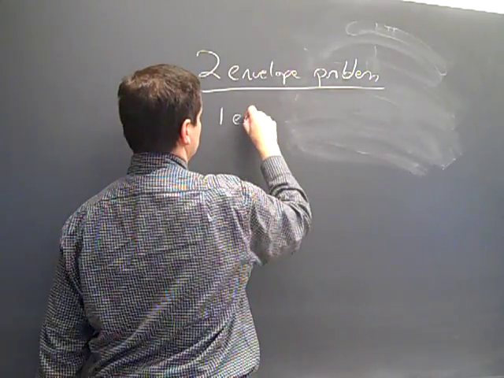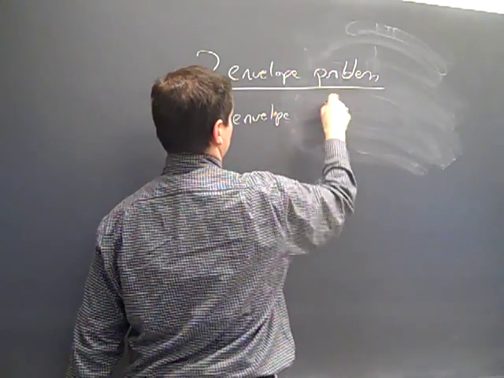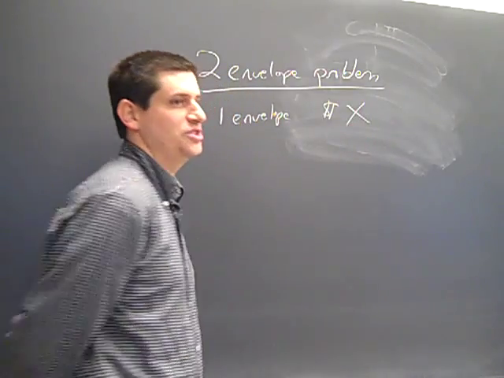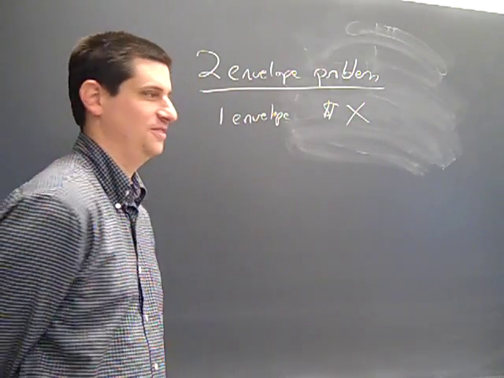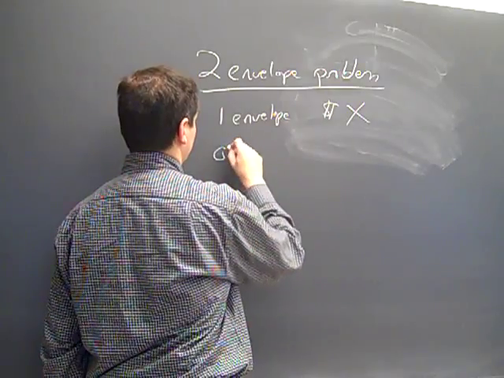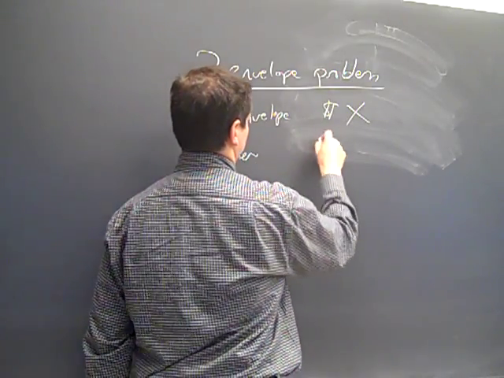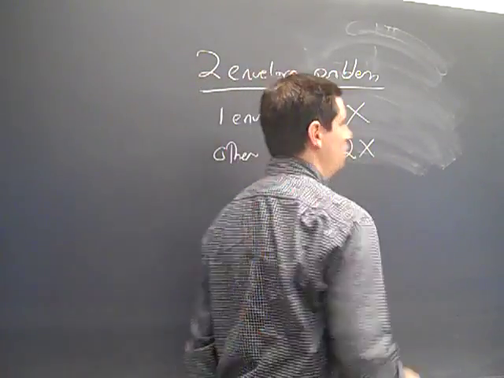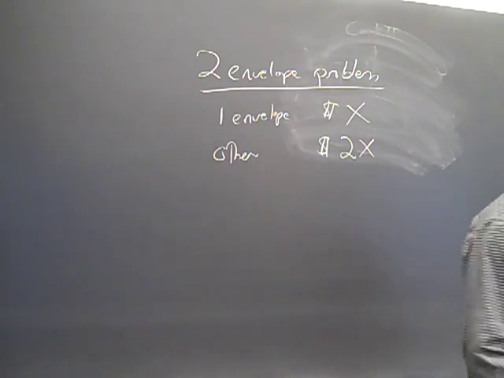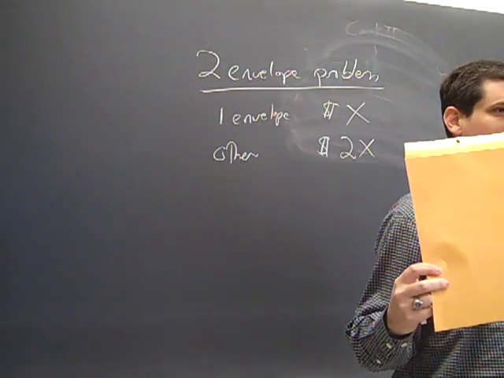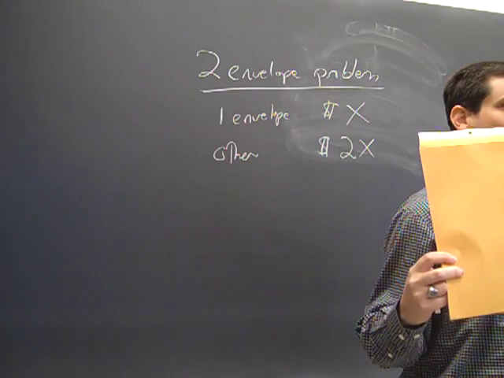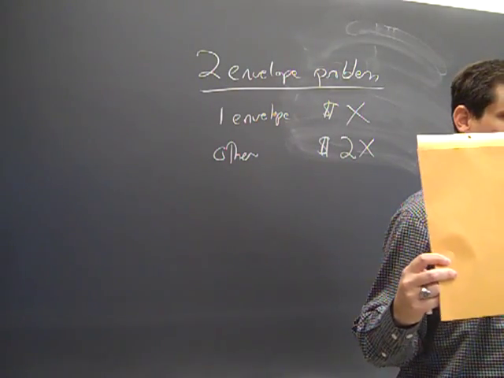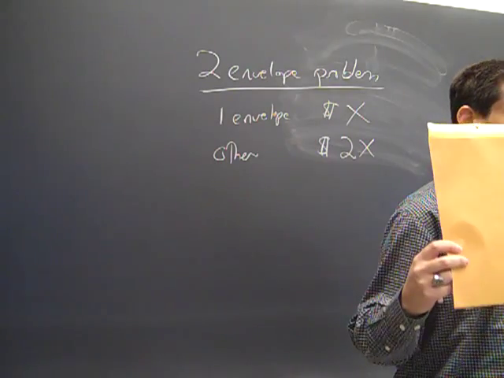In one envelope, there's a certificate worth X dollars. In the other, 2X. Okay? How many of you have ever seen Deal or No Deal? This is almost at that level of intelligence required. Which envelope do you want?